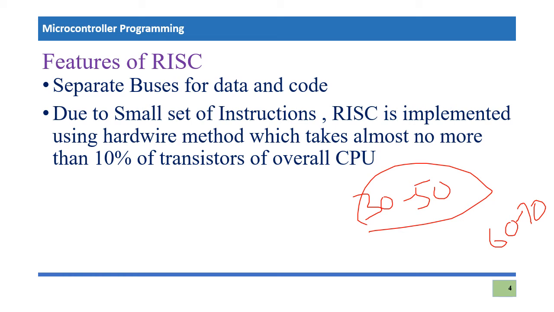But in the case of RISC architecture, because instructions are very small, the number of instructions is small and they are fixed, RISC architecture is using only up to 10% of the overall CPU. That means your load is much lower compared to CISC architecture. So there is no heating effect as compared to CISC. There is no delay as compared to CISC, because transistor to transistor propagation delay is reduced because of this lesser transistor load.